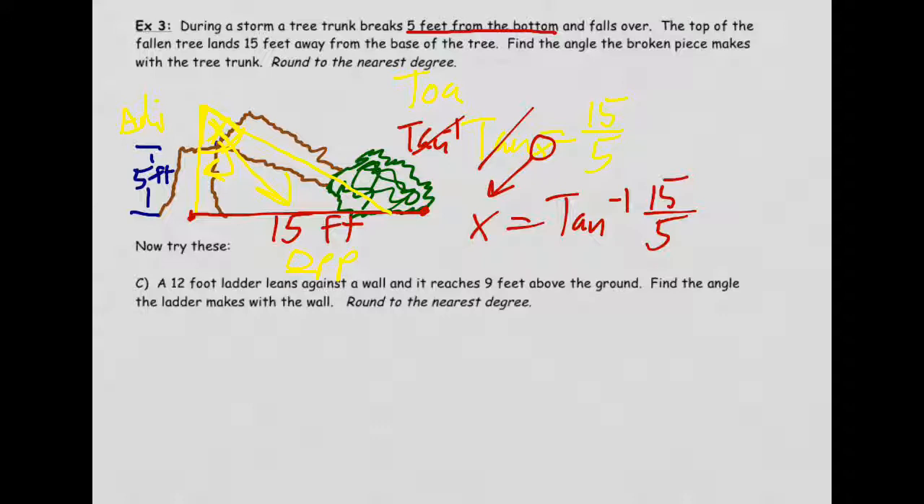Go ahead and plug that into your calculator. Alright, you should have gotten x equals 71.56, so we'll round to 72 degrees. So that should be 72 degrees. Alright.